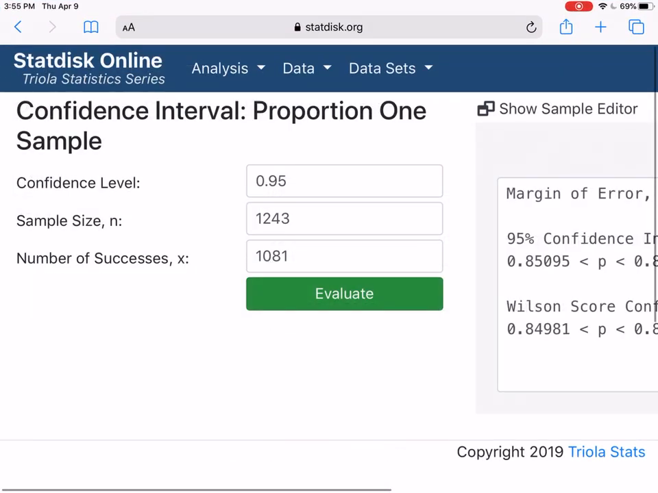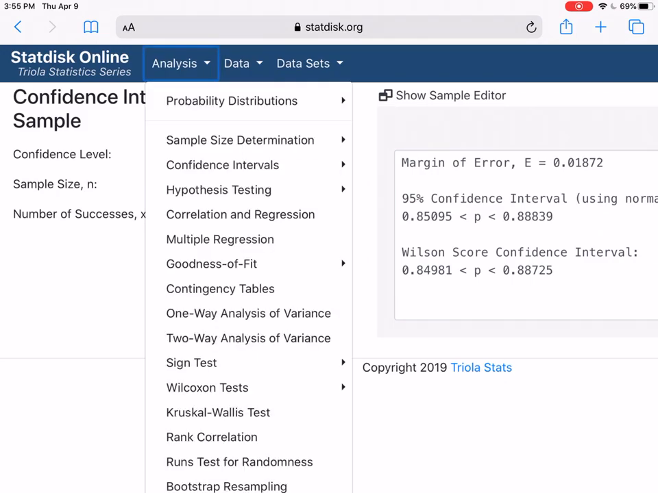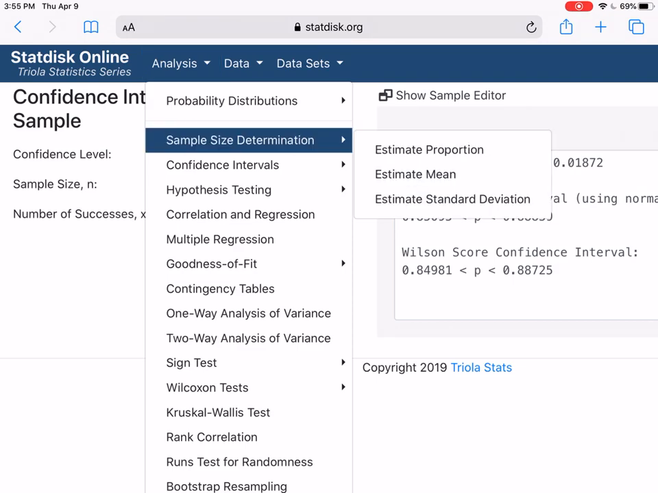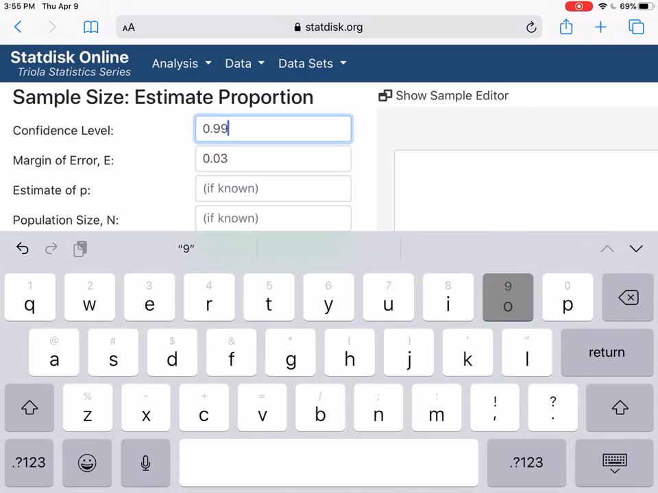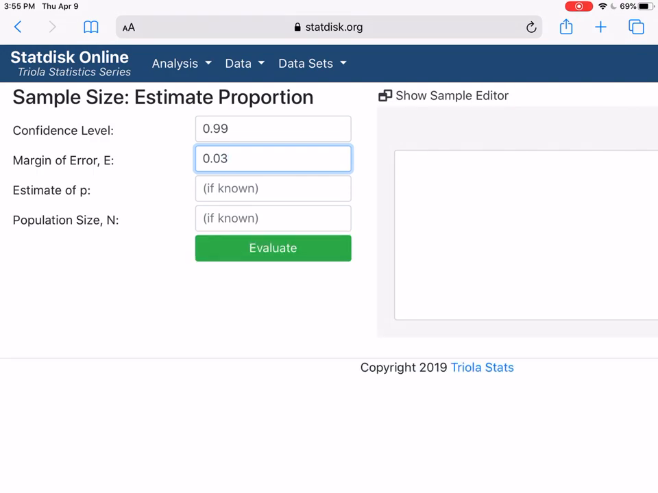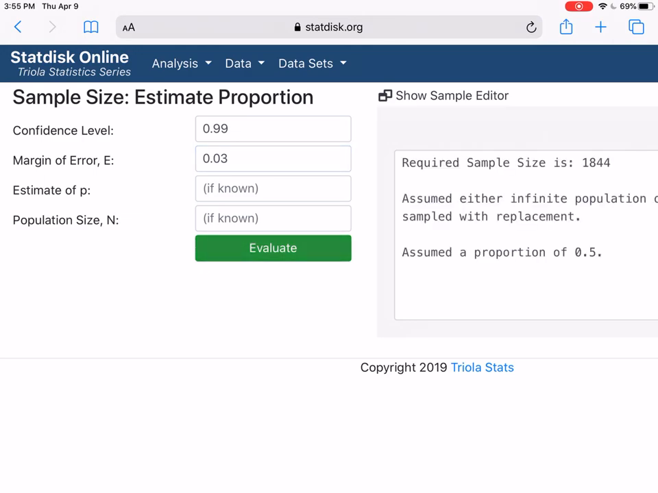Over in StatDisk, here we are. Let's choose Analysis. We are trying to determine a sample size, so we choose that, so we can estimate a proportion. The confidence level is 99%. Our margin of error is 3%, which we write as a decimal, 0.03. We do not have an estimate of p, so we don't have to plug anything in there. You could also plug 0.5 in there. Those two things will do exactly the same work. So I can leave it blank.